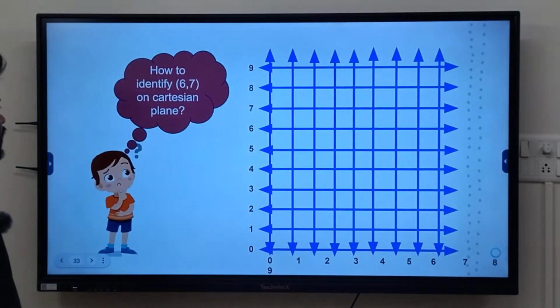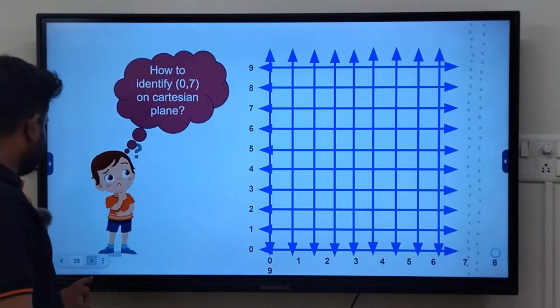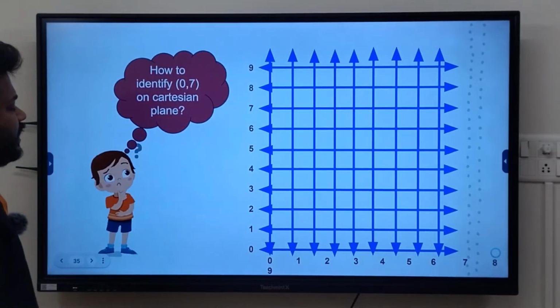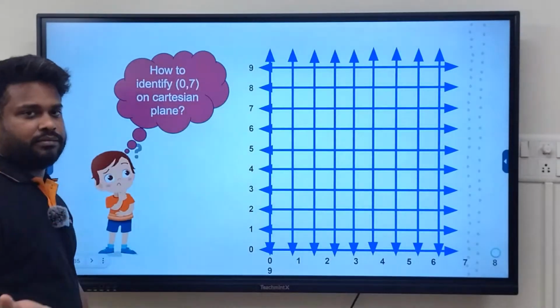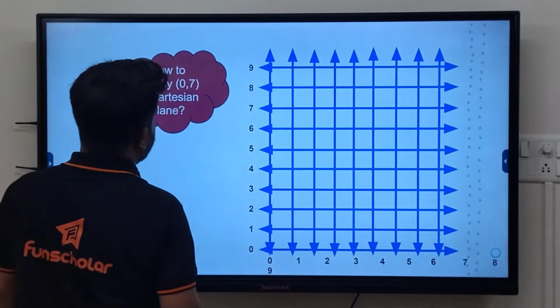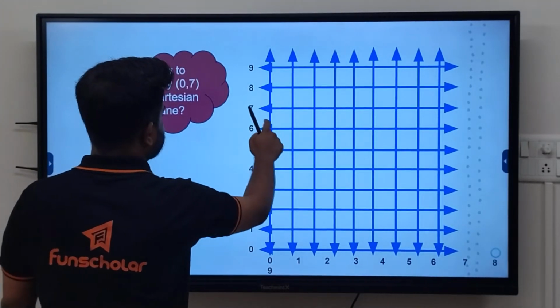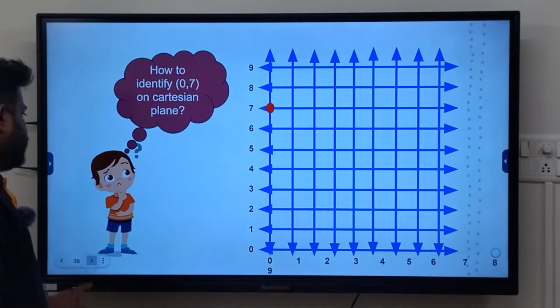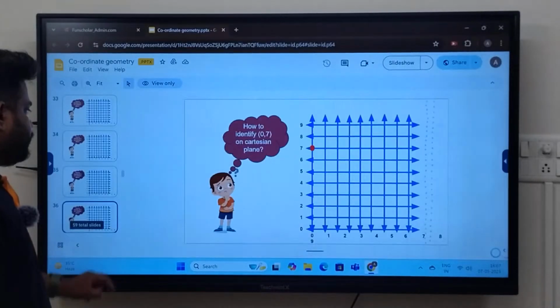Now next, okay, they have now 6, 7 and yes, this will be like this. 0, 7. Okay, this one is quite a little bit confusing maybe for some of you. So 0 will start from here and the 7 will be 1, 2, 3, 4, 5, 6, 7. Yes, this point will be the 0, 7. Okay, so this will be like this.